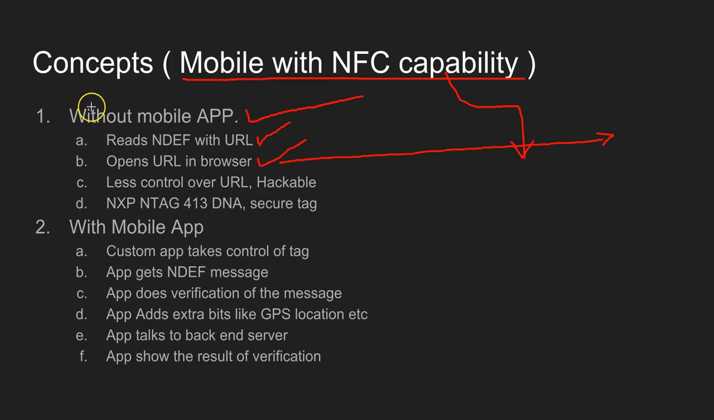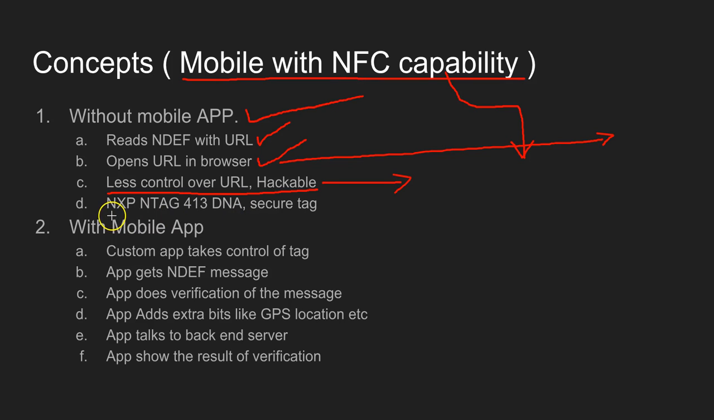So one of the advantages of working without a mobile app is that obviously you don't want the user to install software or an app on the mobile. But the problem here is you have less control over the URL. It's very hackable. You're going to learn more about what is hackable in this video series, so I'll keep this concept for my future videos.